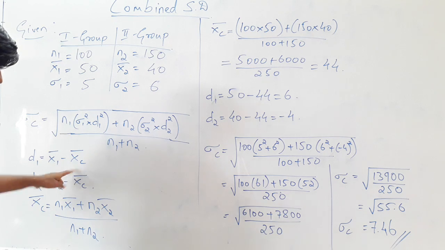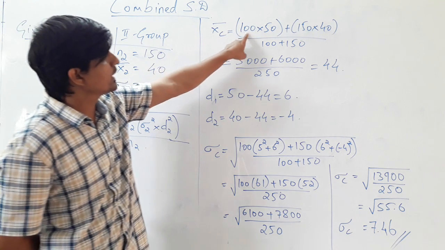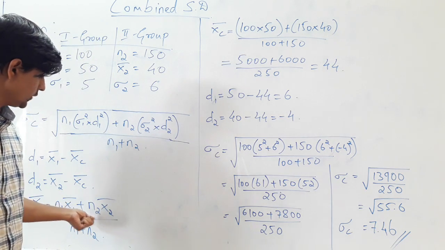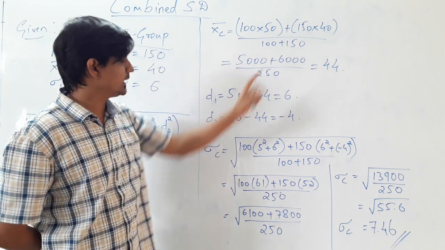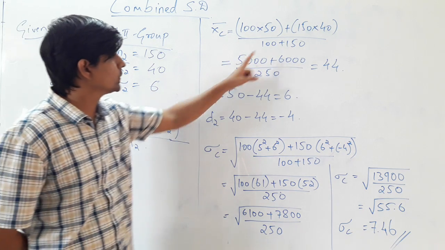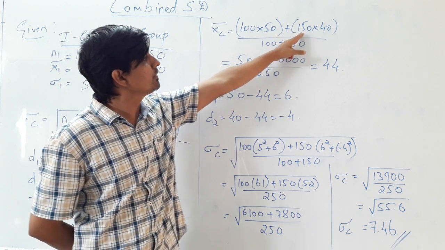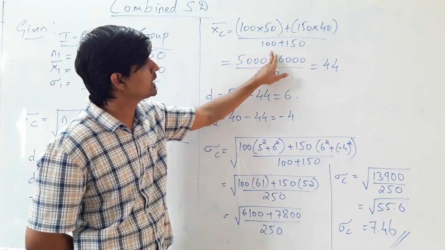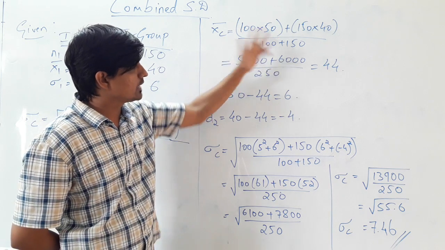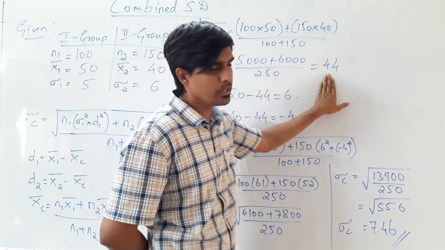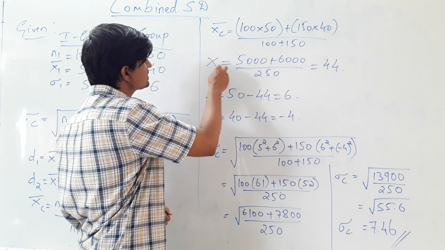How will you find xc bar? The formula is here: n1 into x1 bar plus n2 into x2 bar, divided by n1 plus n2. So 100 into 50 is 5,000, 150 into 40 is 6,000, divided by 100 plus 150 which is 250. 5,000 plus 6,000 is 11,000, divided by 250, the answer is 44. So 44 is nothing but xc bar.